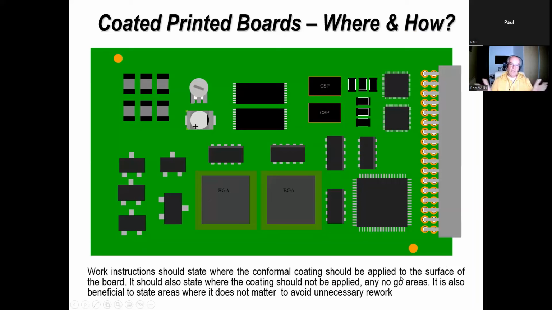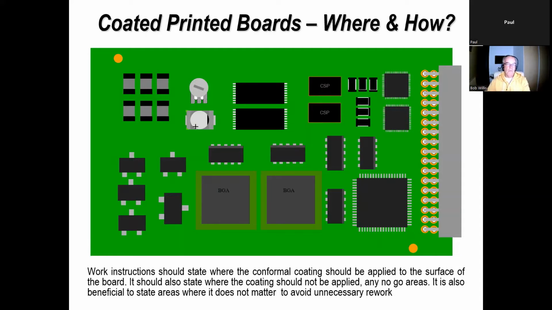So when you decide you're going to conformally coat and you've justified it, you've looked at your process, you've looked at compatibility of materials, fluxes, soldering applications, cleaning, possibly, if that's the way you want to do it, you've got to define where you want a coating, where you definitely don't want a coating, and where it doesn't matter.